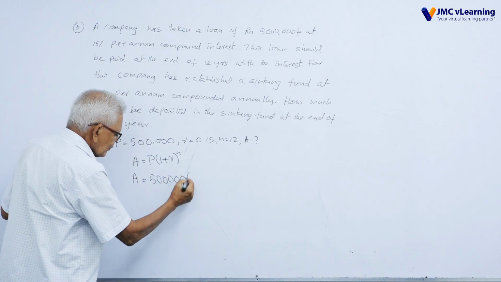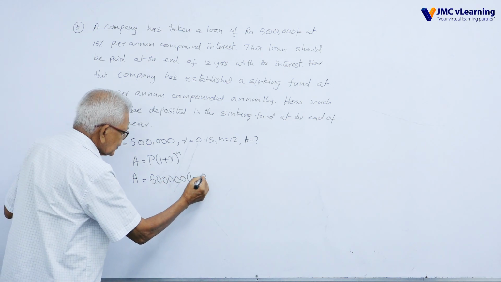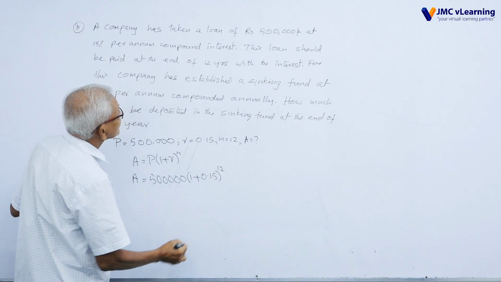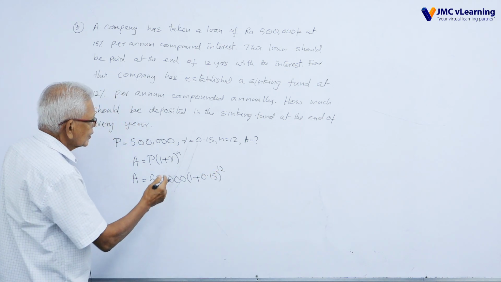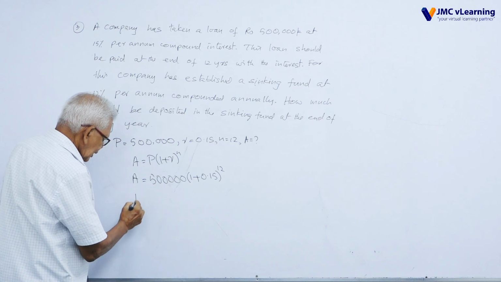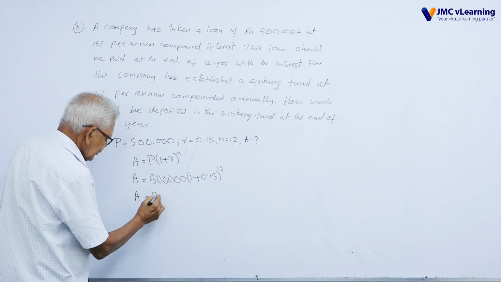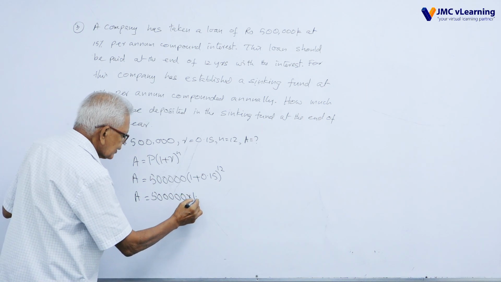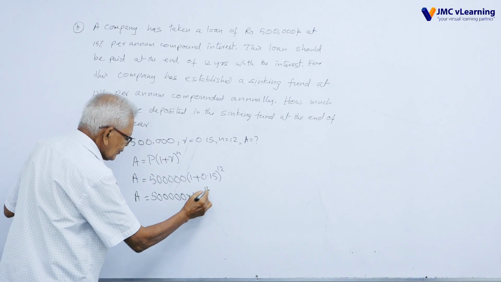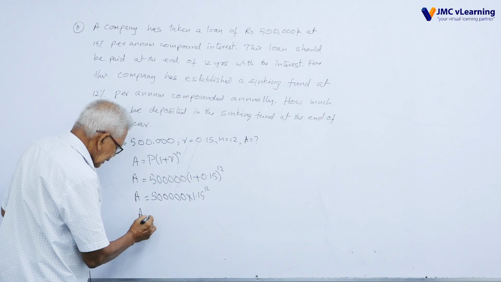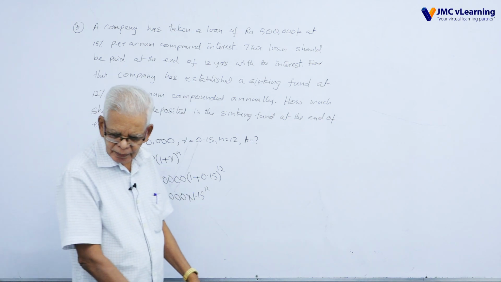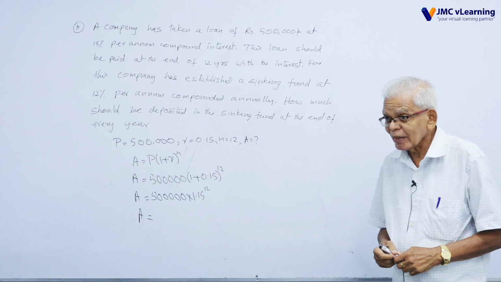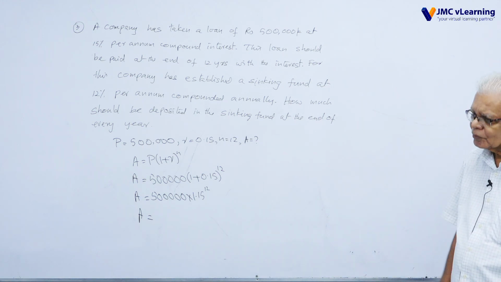500,000 into (1 plus 0.15) to the power 12. 12 is 12 years, right? N equals 12. A equals 500,000 into 1.15 to the power 12. Calculate this to the nearest cent. Take down this one. This is the future commitment. We need that money in 12 years to settle this loan.